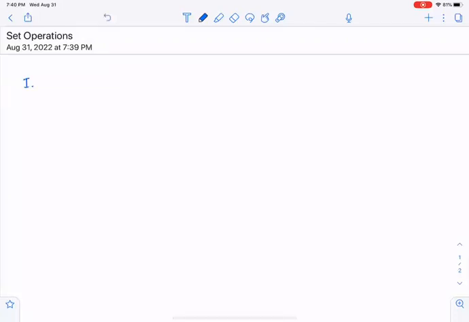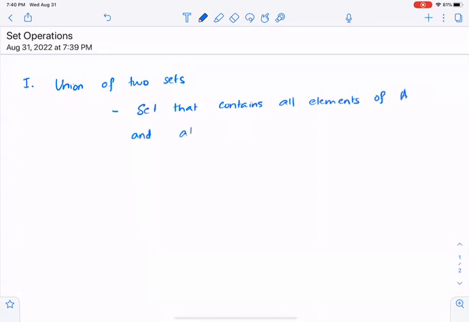The first one is the union of two sets. Which simply means the set that contains all elements of A and all elements of B. So the union of two sets A and B would simply be the set that contains all elements of A and all elements of B. In terms of notation, we call it A and put U followed by B.